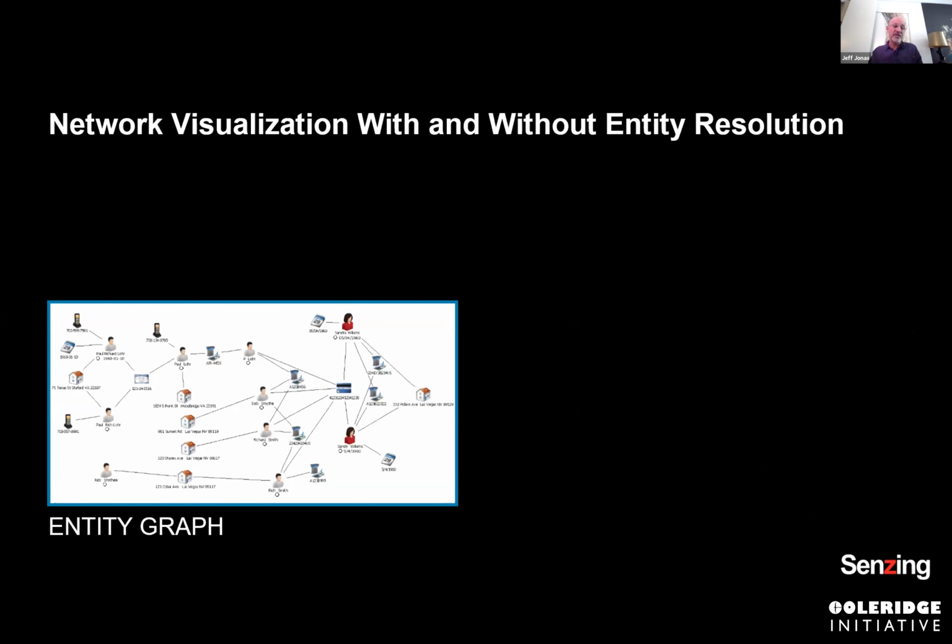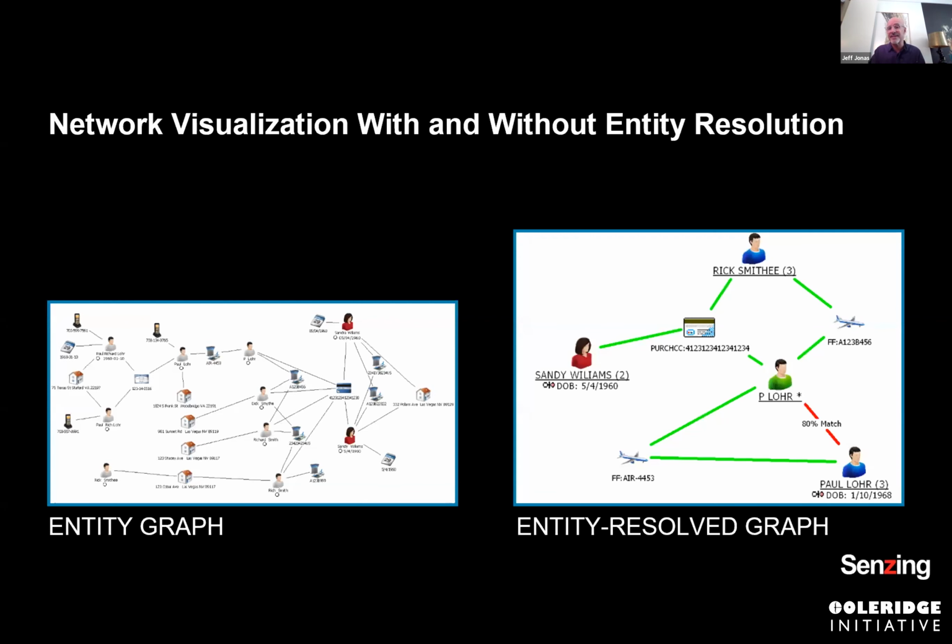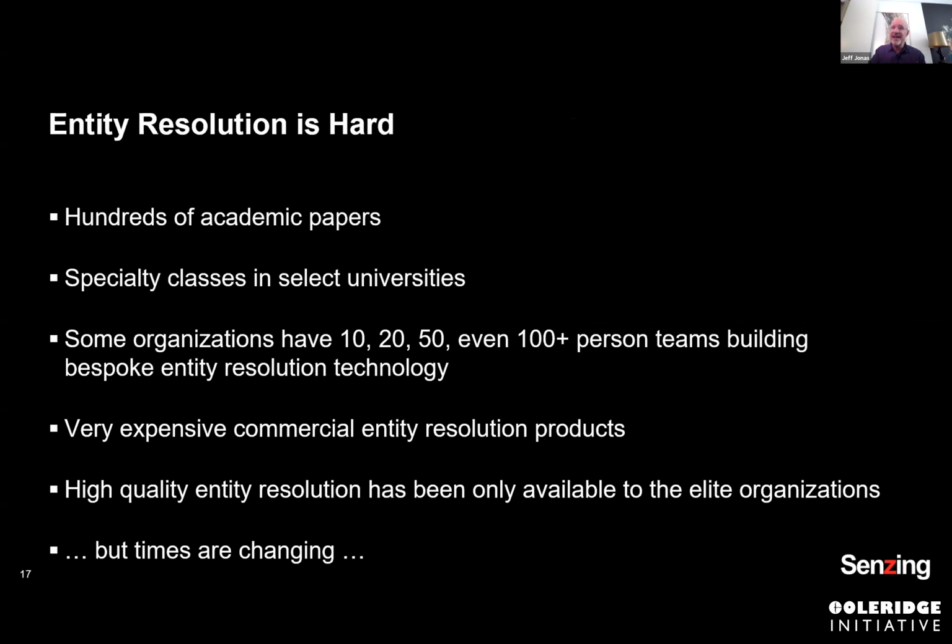Here is network visualization, where you have a graph of facts, and that's not entity resolved, and entity resolution reduces graphs like this to this. So this is really key when you're trying to make high quality decisions or not waste, say, a fraud investigator's resources. Entity resolution is hard.